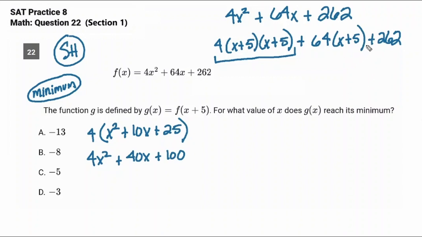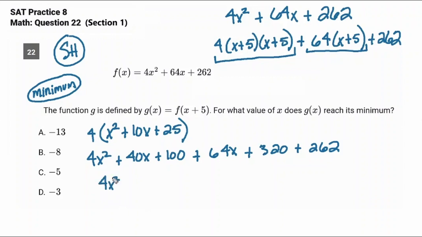So now I'm going to deal with this guy. Plus 64x, that's easy enough, plus 64 times 5. Definitely calculator math. 320. And then I just still got this 262 hanging out over here. And now I can combine terms. Here's an x squared term. Are there any others? No.